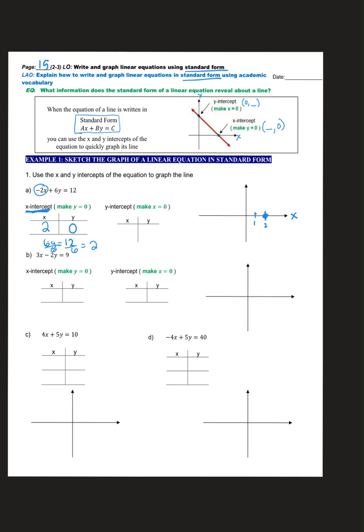Now I'm going to change colors so you guys don't get confused. So the y-intercept is when we make x equal 0. So I'm going to put 0 in for x. Now the negative 2x is going to go away. So I am left with 6y equals 12. And then I undo multiplication by dividing. So I'm going to divide both sides by 6. And I get y equals 2.